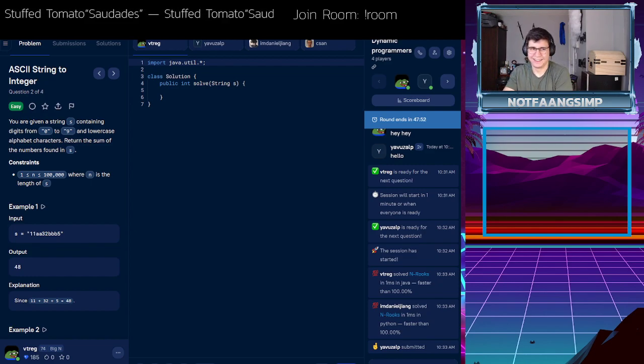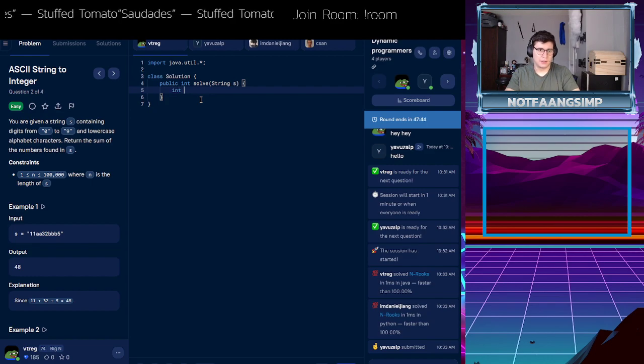I'm kind of scared. Okay, ASCII string to integer. This one is going to be: int sum is equal to 0. We're going to do a for loop. We're going to check each character in S.